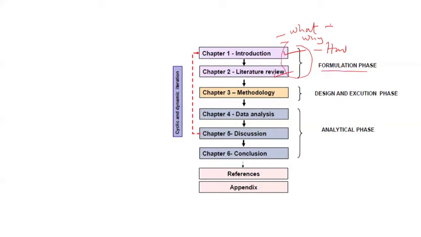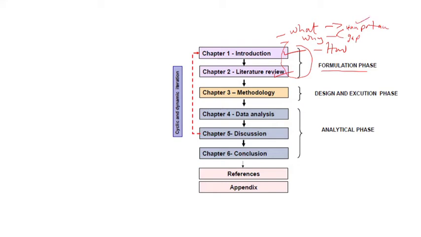So we have to ask the question, what do you want to do? Describe what you want to do in very clear and simple sentences. Why are you doing it? I said you have to approach the why from two points of view: the importance of that particular topic or the solution you want to provide, and then why from the point of view of the gap.